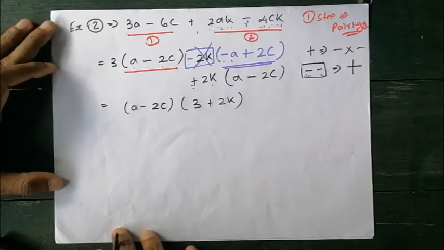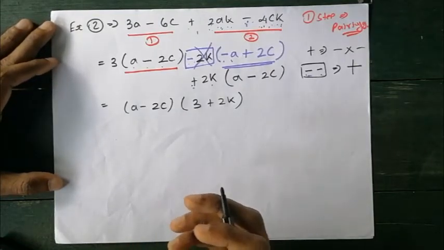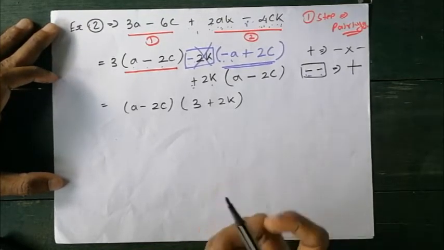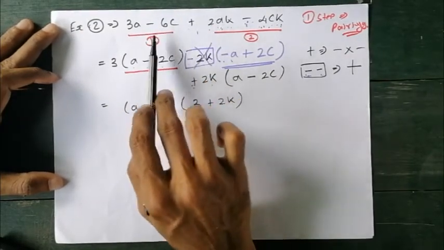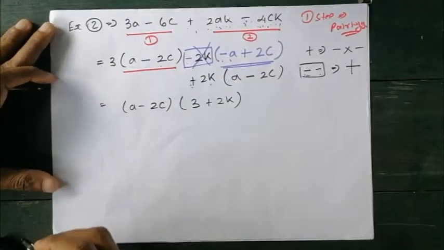Okay, right. We'll do it in the second way. If you check the second way, 3a, 2a we have a common, 6c, 4c we have a common. We'll check it out.